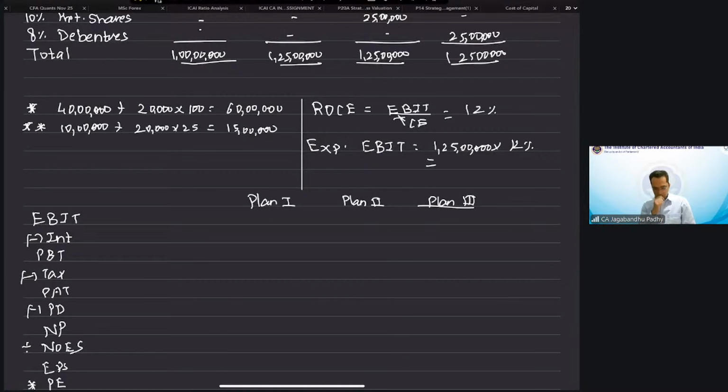How much is it? One crore 25 lakh into 12% is going to be 15 lakhs, right? So we start with EBIT of 15 lakhs for each of the plans. You choose any of the plans, 1, 2, or 3, the earnings before interest and taxes is 15 lakhs.